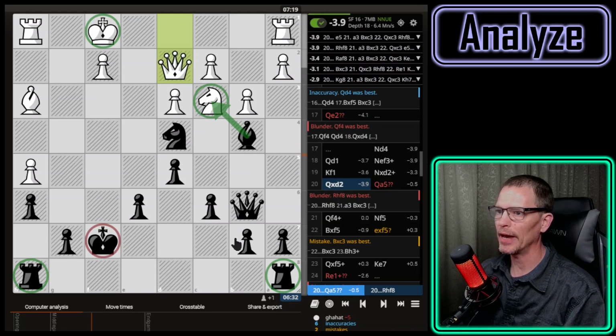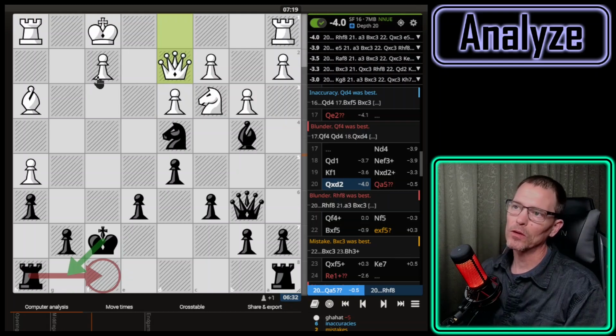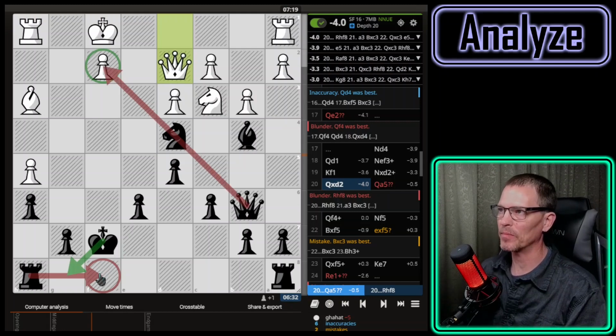Rook h to f8. Oh, okay. That way I can hide my king and leave my rooks connected. Okay. Oh, and it also points a rook down here at their f pawn, and my queen is kind of pointed there too. So I think I should have been able to find that.